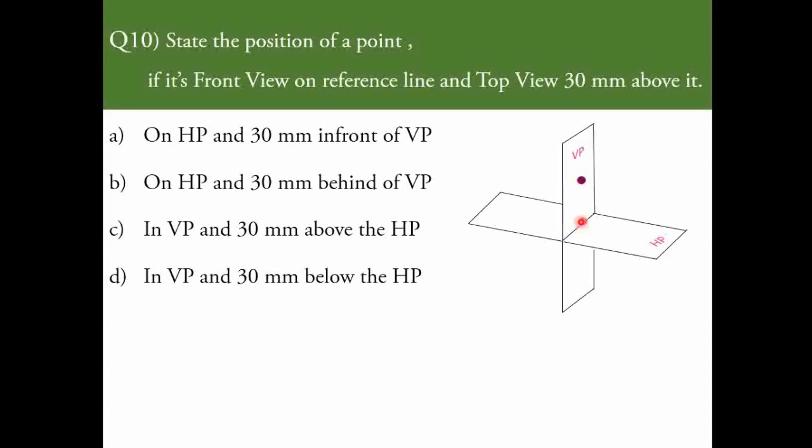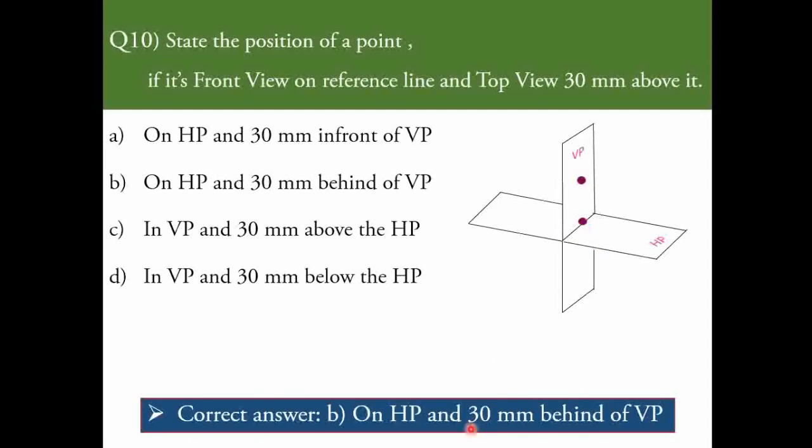And these view positions will get created depending on the position of the point, either the first option, second, third or fourth. Means we have to assume whether the point is on HP and 30 mm in front of VP, or on HP and 30 mm behind the VP, or in the VP, and likewise. Okay, so one thing is clear, if the front view is on the reference line, as per the previous question, that point will be on the HP. That correct option is on HP, related condition.